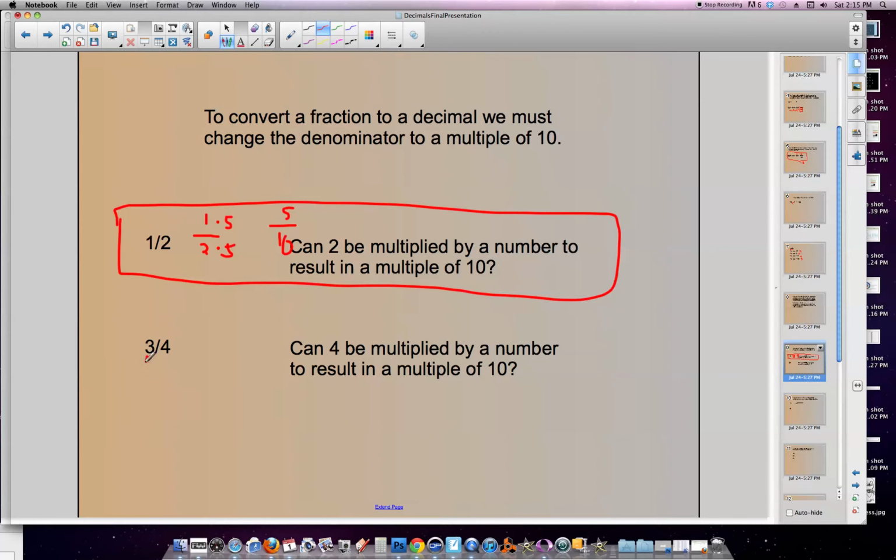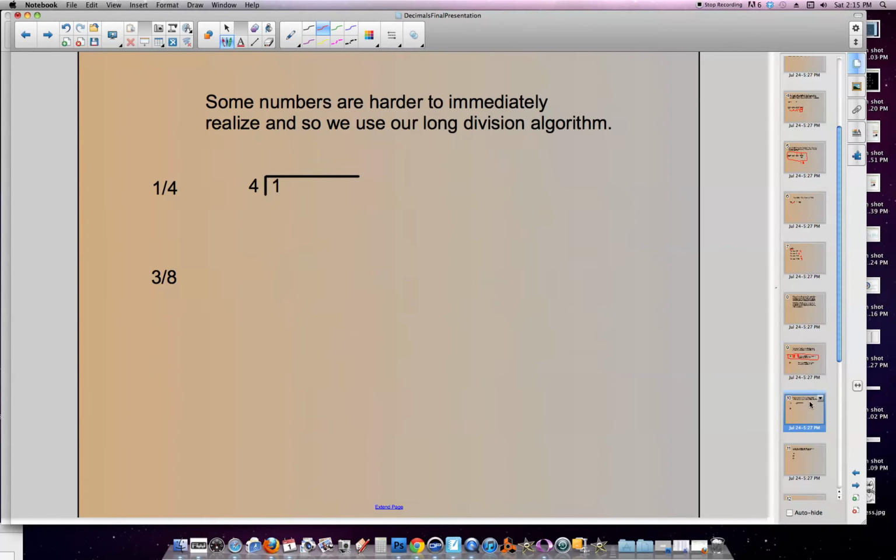1/4 is a little bit trickier, so let's go to the next page and talk about that. If we have 4 as the denominator, we can use our long division algorithm to figure this out, but we know that 4 times 2 is 8, and 4 times 3 is 12. So there's no multiple of 4 that equals 10.